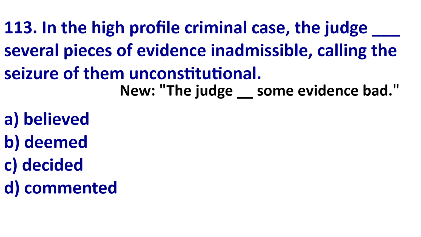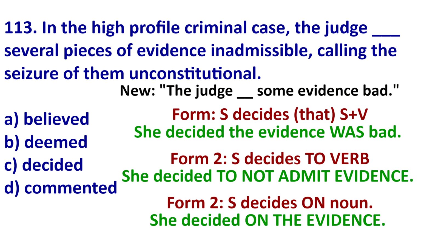Let's eliminate decided. When you use decide, you will have three options. Someone decides that subject plus verb. I decided that it was wrong. Notice the "was." This TOEIC sentence does not have a be verb. There is no verb after pieces of evidence. We do not have is or was.